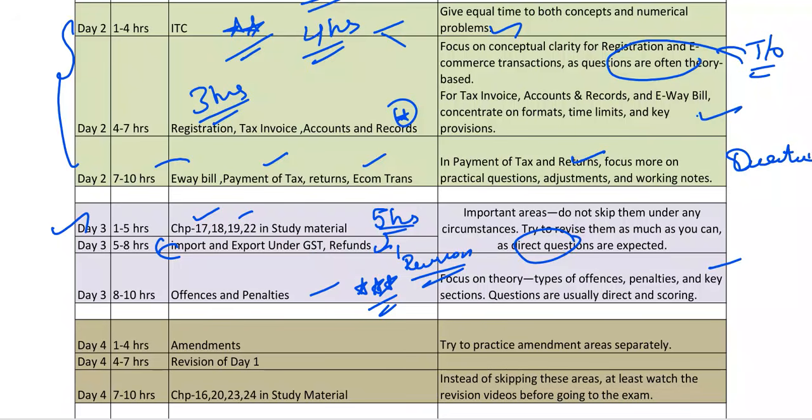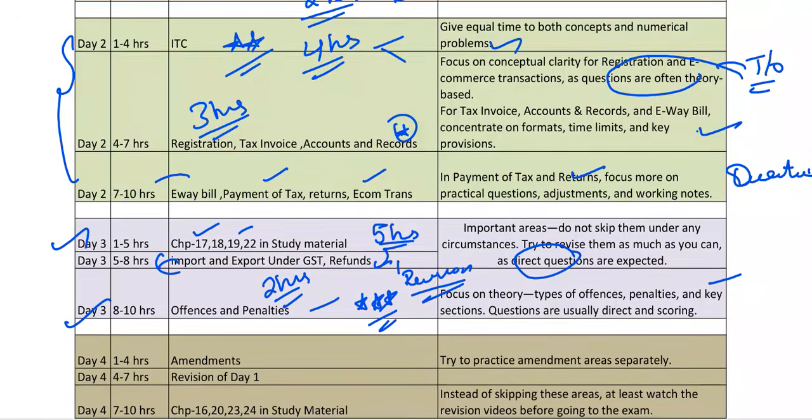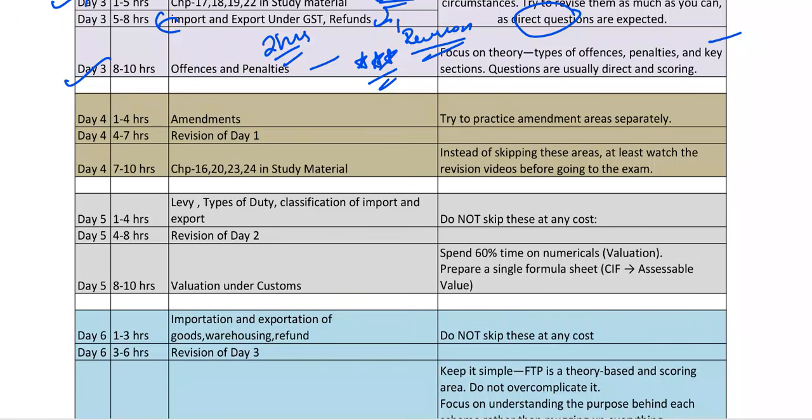Offences and penalties, you have to be thorough, because again it is a straight question. They won't tweak you a lot in these areas. So please concentrate on these areas. I have given at least 2 hours for this revision. Done. Now slowly moving on to day 4.